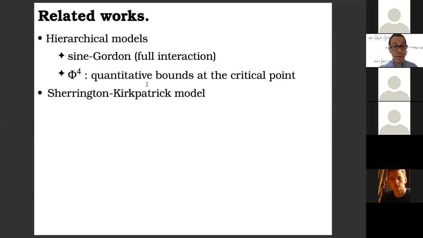Renormalization has been also a very useful way to average out some interaction, and by using similar tricks, we were able to get bounds on the Sherrington-Kirkpatrick model in a relatively simple way. So these are also related works.